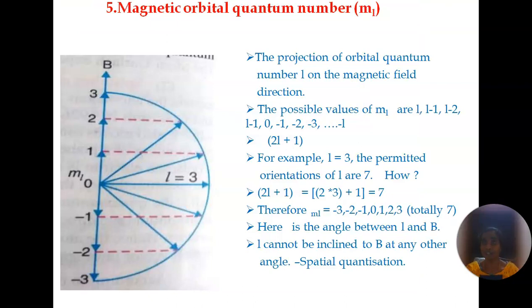Then the next one is the magnetic orbital quantum number. We are saying that the magnetic moment has a size and form, and it has a projection with quantized numbers. With quantized numbers, we are able to give the projections. The possible values of ML are L, L minus 1, L minus 2, L minus 3, so we have the formula 2L plus 1. For example, we are taking L is equal to 3, that means n is equal to 4. The permitted orientations of L are 7.